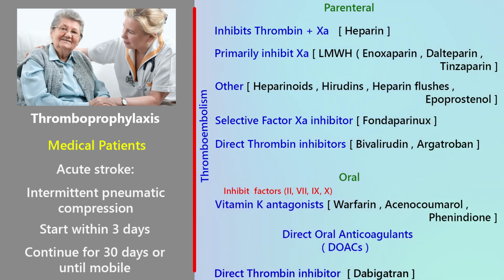In acute stroke, remember this clearly. Intermittent pneumatic compression is first line. Start within 3 days, continue for up to 30 days or until mobility returns.